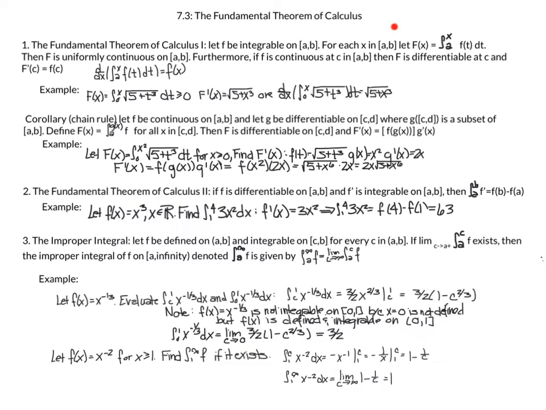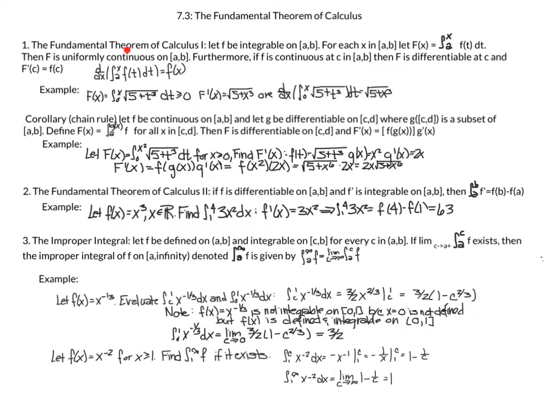And for each x in [a, b], let F(x) equal the integral from a to x of f(t) dt. Then capital F is uniformly continuous on the closed interval [a, b]. Furthermore, if little f is continuous at c in [a, b], then capital F is differentiable at c, and we have this formula for the derivative of capital F at c, and it is equal to f(c).